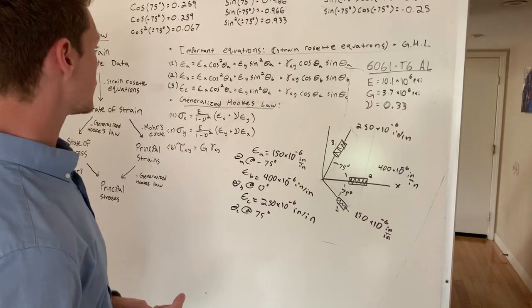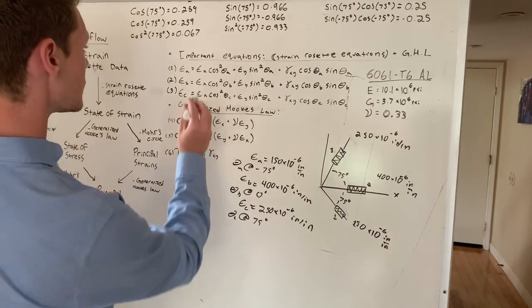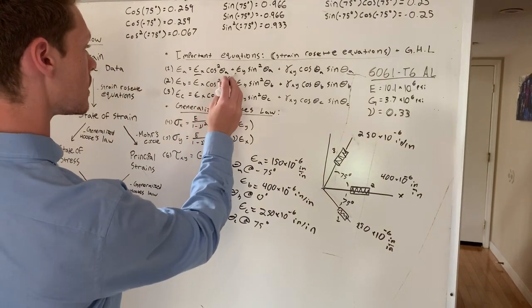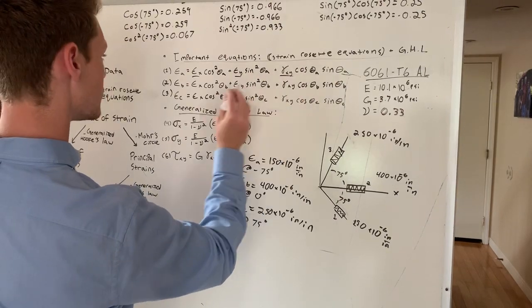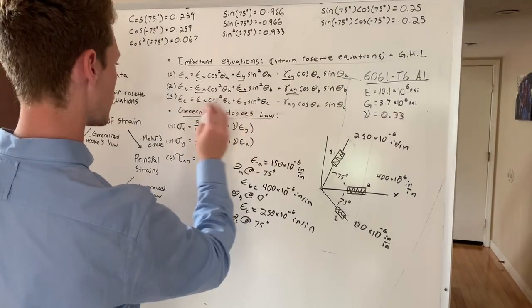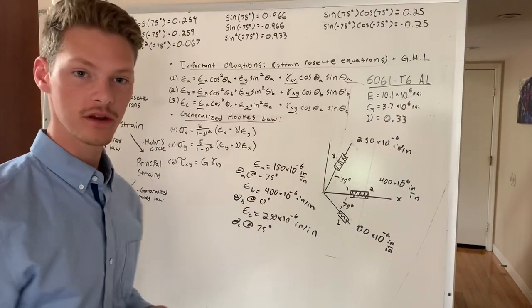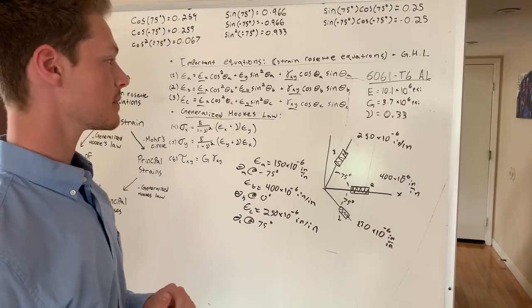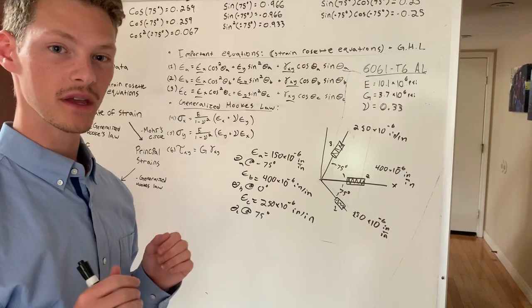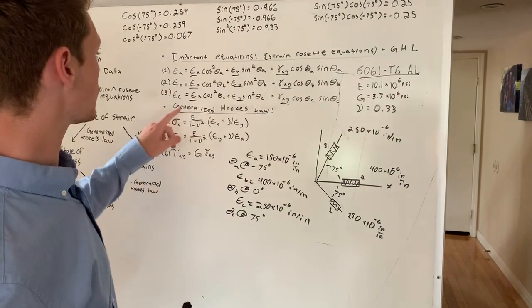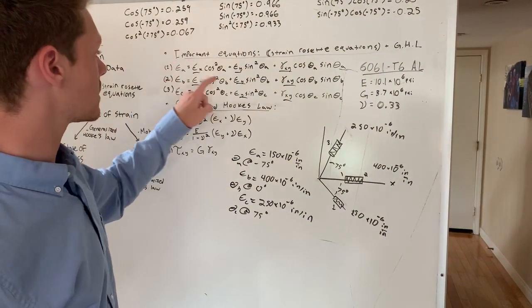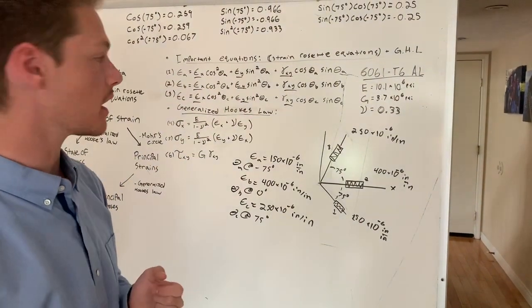All right. So now you may notice that we have 3 equations and 3 unknowns. What this means is we can plug them in and solve for epsilon x, epsilon y, and gamma xy.